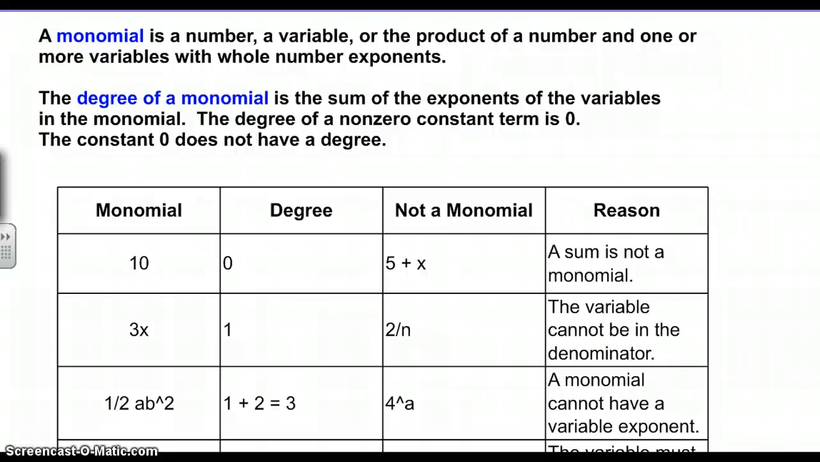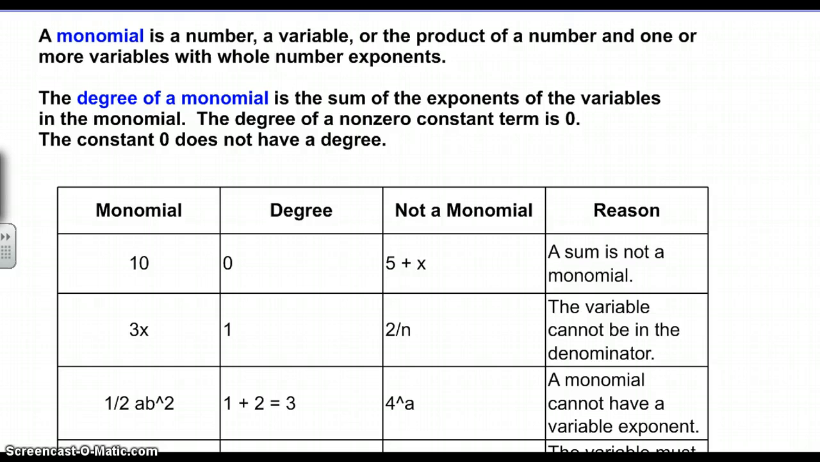A monomial is a number, a variable, or the product of a number and one or more variables, with whole number exponents. A monomial is one term, but more specifically, that one term cannot have negative or fractional exponents. It cannot have a variable in the denominator. So there are some specific rules about this one term.